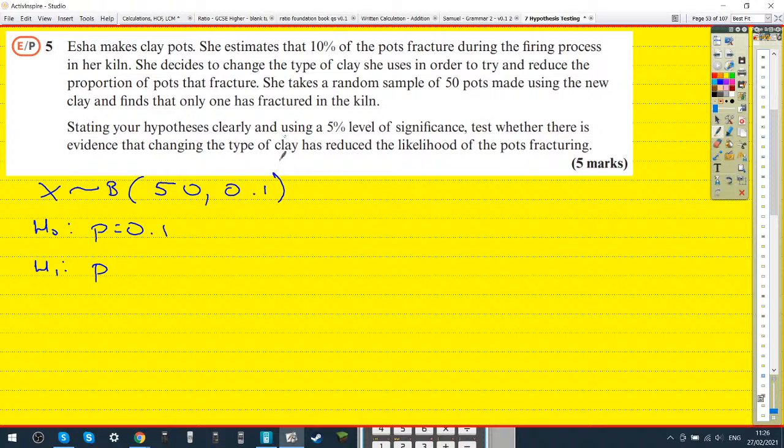So currently, we want less of the probability because you want it to fracture less. So at the moment it's 10%. She's trying to make it fracture less.